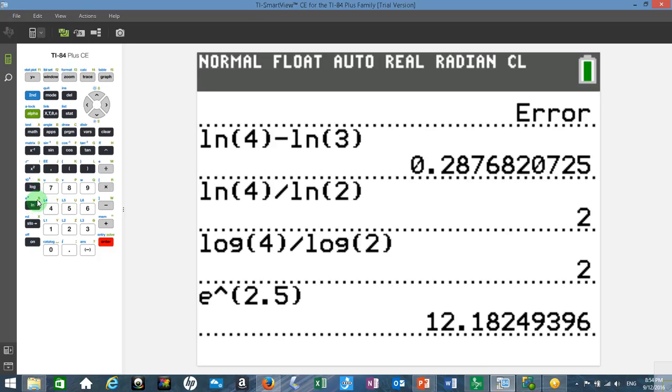I'm trying to think if there's anything else. Nope, that's pretty much it. So if you go through the properties and you learn your product rule and your quotient rule and your power rule and your change base formula, you should be able to take the natural log or the log of any number using your calculator. Hope that helps.